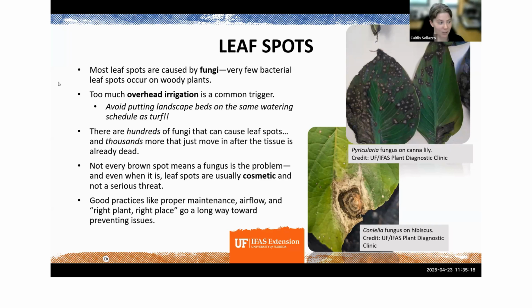And that brings me to the next point. Not every brown spot means a fungus is a problem. So if you have leaves that have necrotic areas on them, it does not necessarily mean that it was a fungal leaf spotting pathogen that caused that. There's a lot of different causes for leaves to be necrotic.